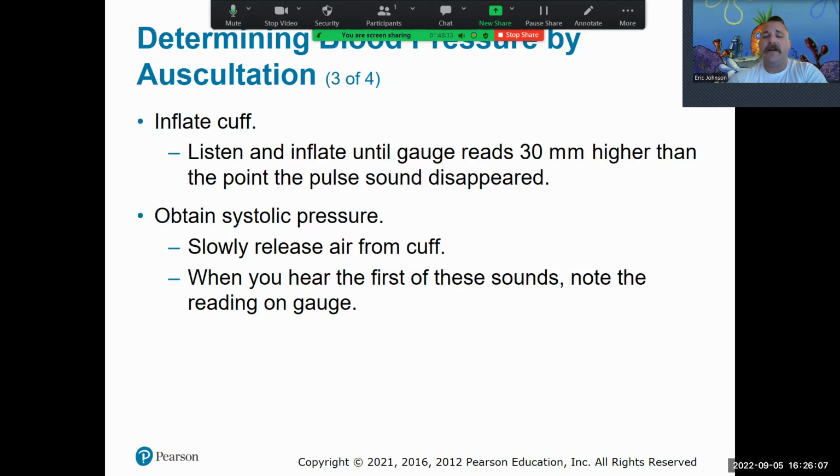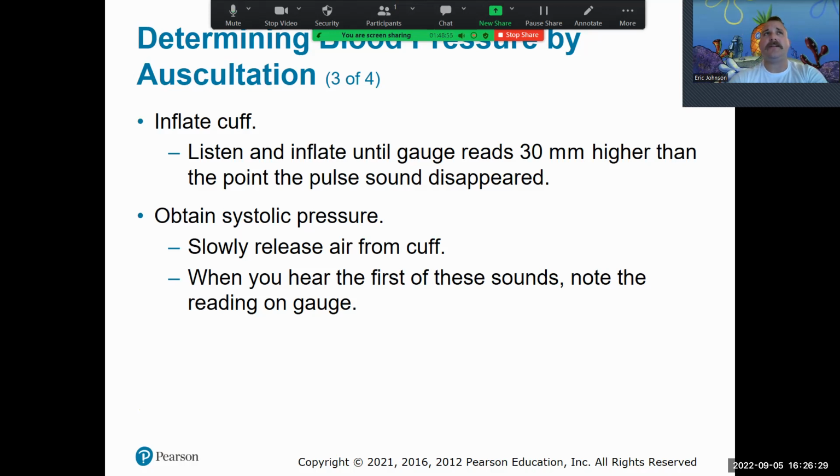So we'll inflate the cuff. In class, we've been practicing where we only inflate it to 160 millimeters of mercury. So that's basically at the 12 o'clock position on the gauge. Really, if we're doing it to the absolute correct standard, we would inflate the cuff until it is 30 millimeters higher than when you last heard pulse sounds.